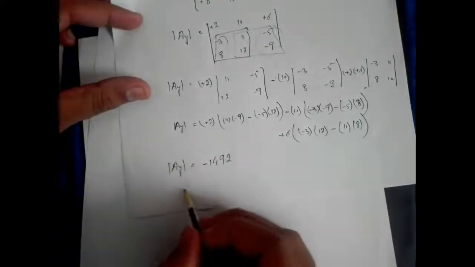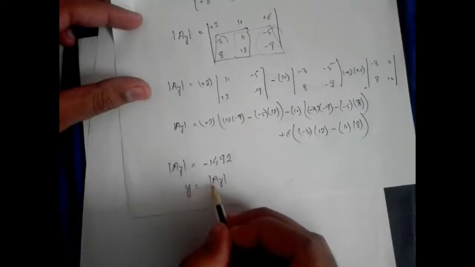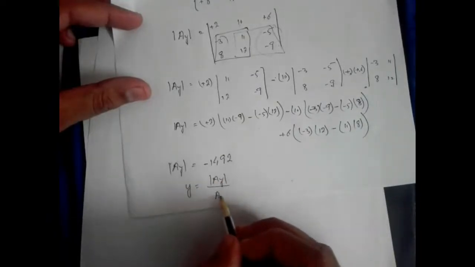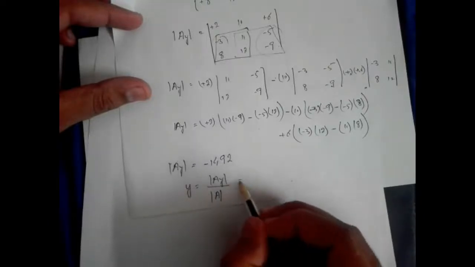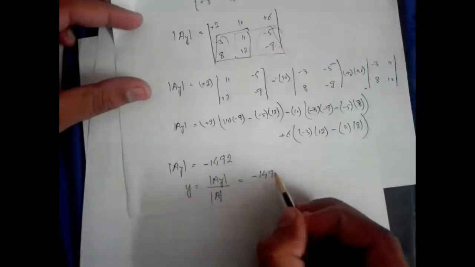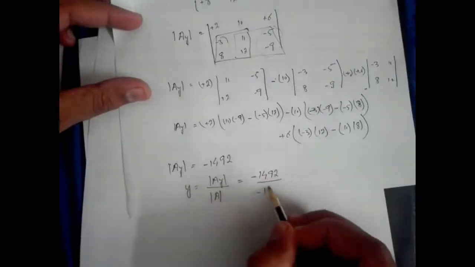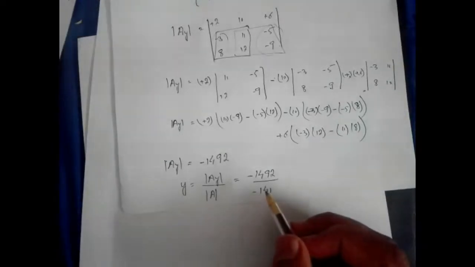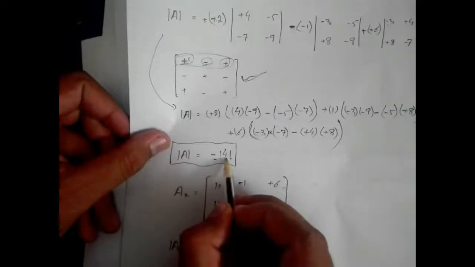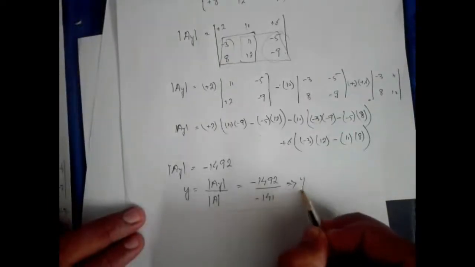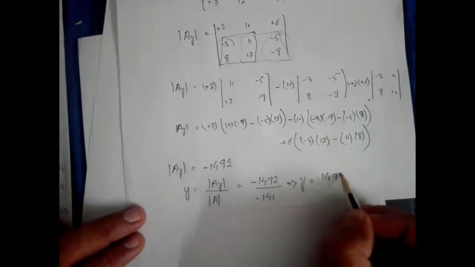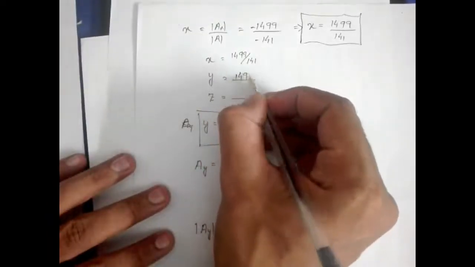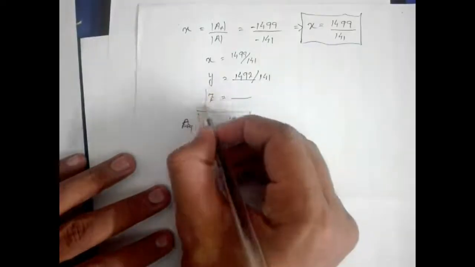Now as we know, the y variable is equal to the determinant of the Ay matrix divided by the determinant of the A matrix. So it will be equal to minus 1492 divided by A, and A is minus 141. So y will be equal to 1492 divided by 141. So I get the value of y, and y is 1492 divided by 141.